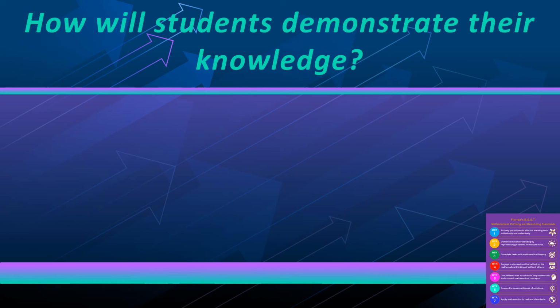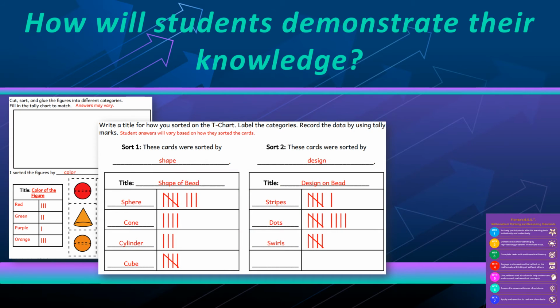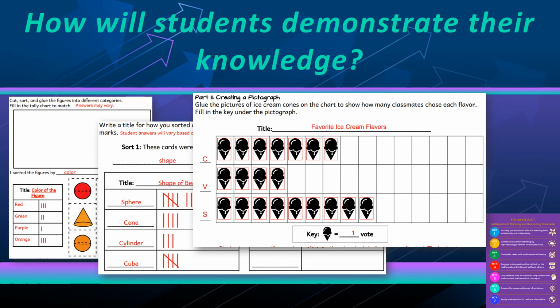Throughout the unit of study, we should see multiple opportunities for students to demonstrate their knowledge and understanding. This could include students cutting out objects to sort and creating a pictograph, as well as using tally marks to record information collected. They could do this in their student journals and exit tickets during the Explore part, as well as the Show What You Know as a follow-up.